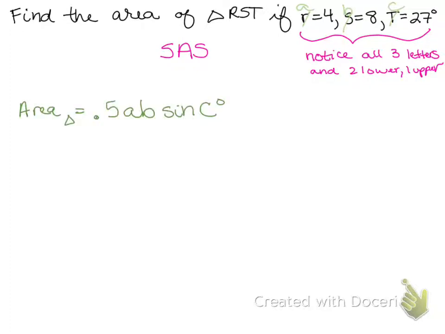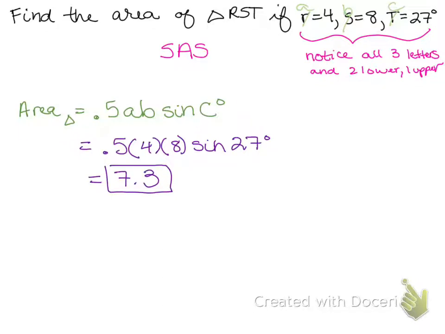Now we're going to use the formula, area equals 0.5 AB sine C. Remember, it's 0.5 times both sides times the sine of the angle between them. Okay? So it's 0.5 times 4 times 8 times sine of 27, and that's 7.3.